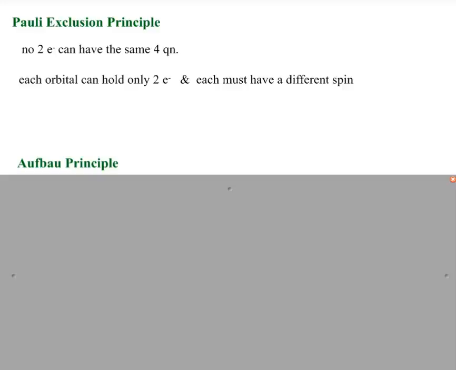Another principle looking at the behavior of electrons and their locations in the orbitals of the atom is the Aufbau principle.